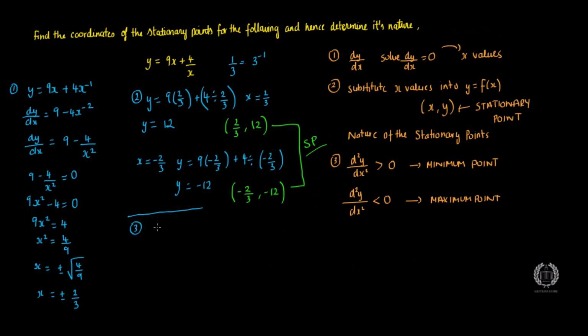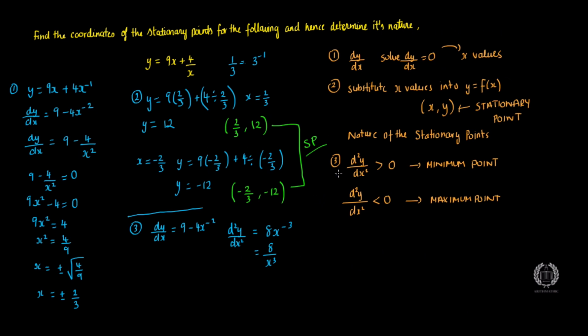Let me just rewrite that again. So dy dx that we found originally is 9 minus 4x to the power of minus 2. But I want to find my d2y dx squared, which means we differentiate it again. If you differentiate 9, that cancels out. If you differentiate minus 4x to the minus 2, you're timesing minus 2 by minus 4, so that's plus 8. And then you're taking away 1, so x to the minus 3. So we can rewrite this as 8 over x cubed.